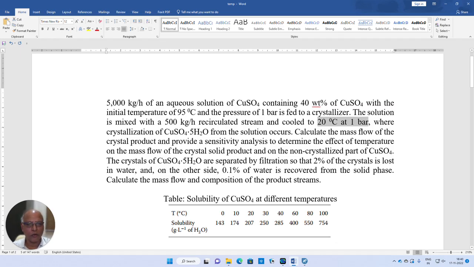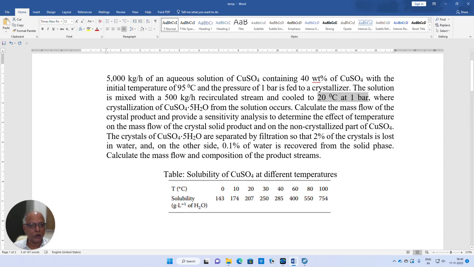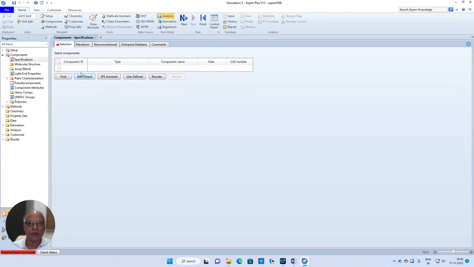Now, the mixture of crystals and the non-crystallized part are separated by filtration. So some data is available here. The solubility data of copper sulfate in water is given in this table. Now let us see how to simulate this problem in Aspen.